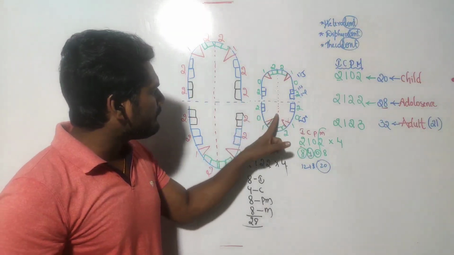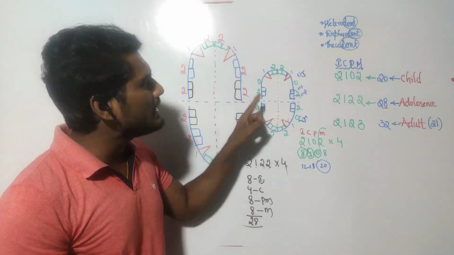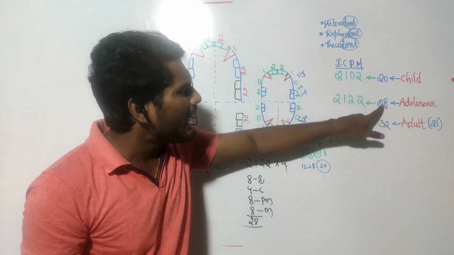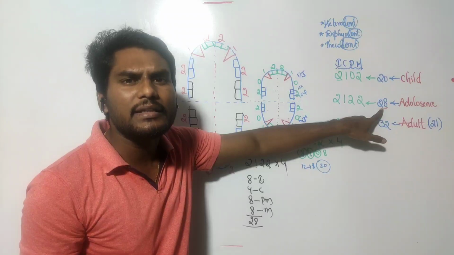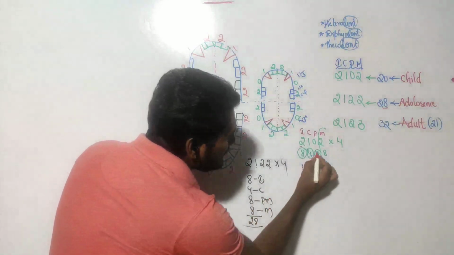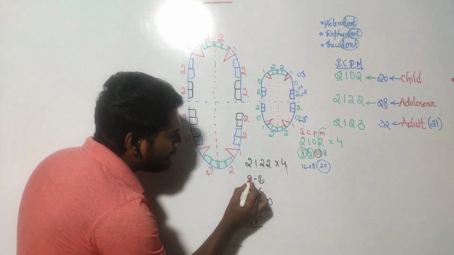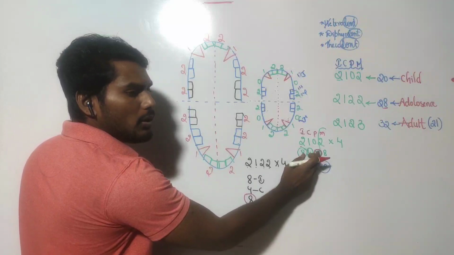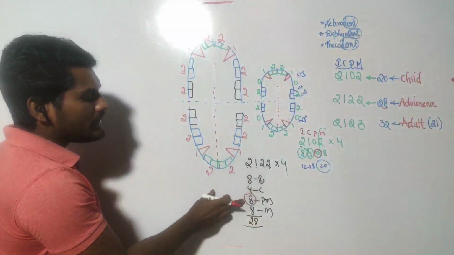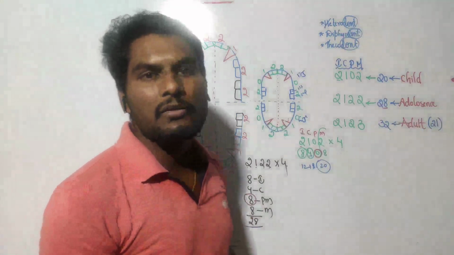So the difference between the number of teeth in a child and adolescence is how much? 8 teeth. Why? Because child contain 20 teeth and adolescents contain 28 teeth. Those 8 teeth are what teeth? Here teeth is absent. Which teeth is absent? Premolar. So the premolars which are absent in a child, those premolars will be present in the adolescents. This is the dental formula for adolescents.